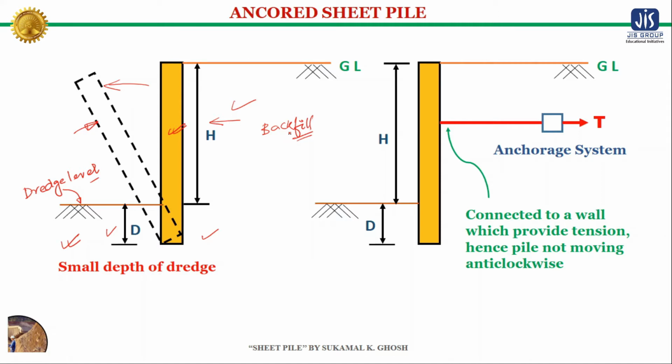To stop this phenomenon, we need to provide a resistance on the opposite side of the movement of this sheet pile, right? So generally what we do, we provide tie bars which are connected to the wall of the sheet pile and pull the sheet pile in the opposite direction. Now this resistance is known as the anchorage system. You can see here, this is the sheet pile and we have provided a small depth below the dredge level, and to stop the movement of the sheet pile to this side, we have incorporated the anchorage system. We have already discussed what an anchorage system is, right?